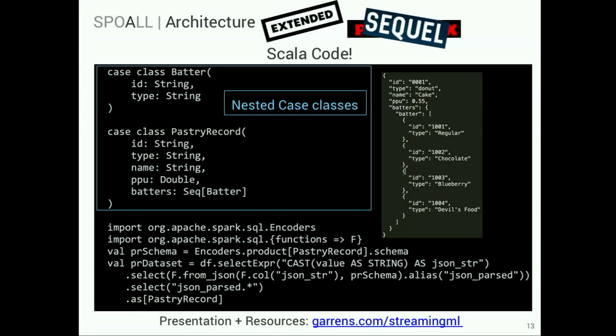So at the top here, we have case classes. They're nested, so you can see that the pastry record has a sequence of batter. That's what the top one is. We're going to then use that to read it in, and you're going to see why in a second. So the first part here is we're going to use the Encoders.product to actually create a schema out of that nested record. So if you look on the side, you'll see the actual JSON, and you'll note that the case classes match up with the JSON. And if they don't, I'm sorry, because I didn't actually run any of this. But fundamentally, this is what you do.